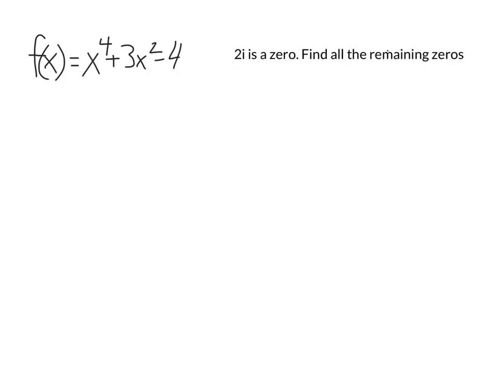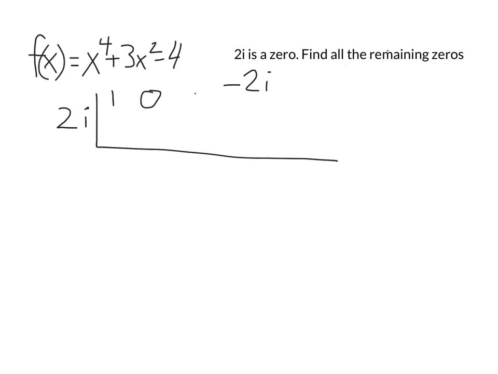Okay, just one last little thing. Remember, if we have an imaginary 0, the conjugate is also a 0. So negative 2i will also be a 0. Now when we go to do our synthetic division, I know it seems a little weird, but we can start with 2i, and we can put those numbers in: 1. There's no cube term, so I need to put a 0, 3, a 0, and then negative 4.